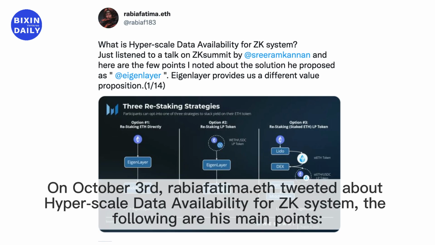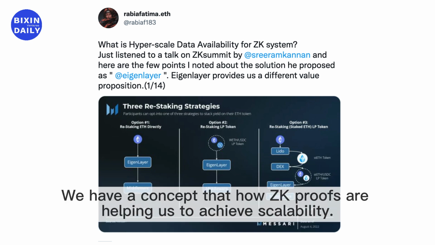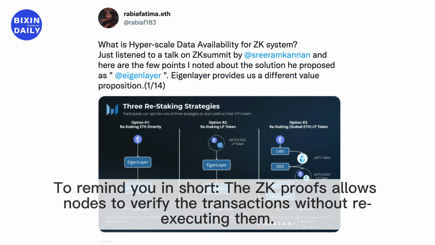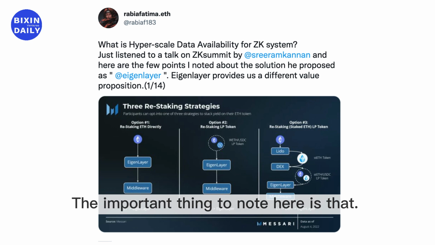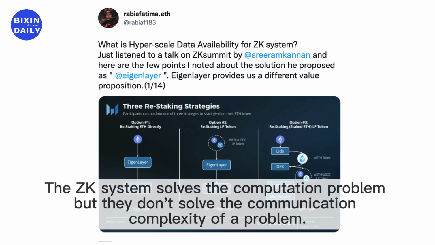On October the 3rd, Rabia Fatima.eth tweeted about hyperscale data availability for ZK systems. The following are his main points. We have a concept of how ZK proofs are helping us to achieve scalability. To remind you in short, ZK proofs allow nodes to verify transactions without re-executing them. The important thing to note here is that ZK systems solve the computation problem, but they don't solve the communication complexity of a problem.